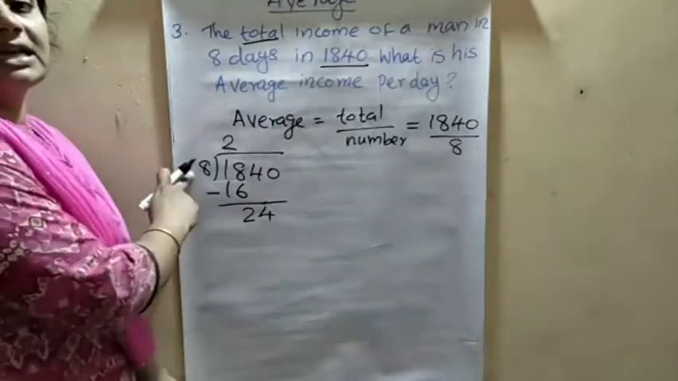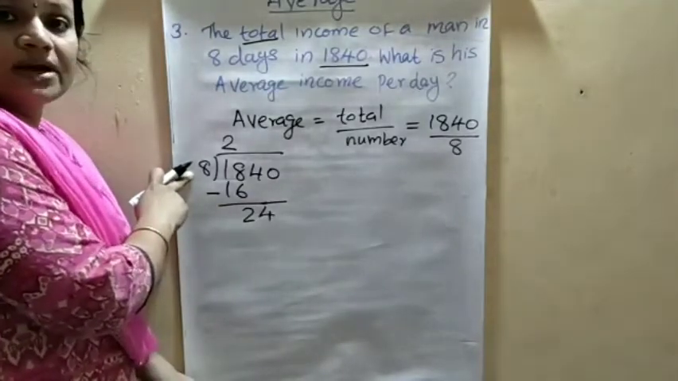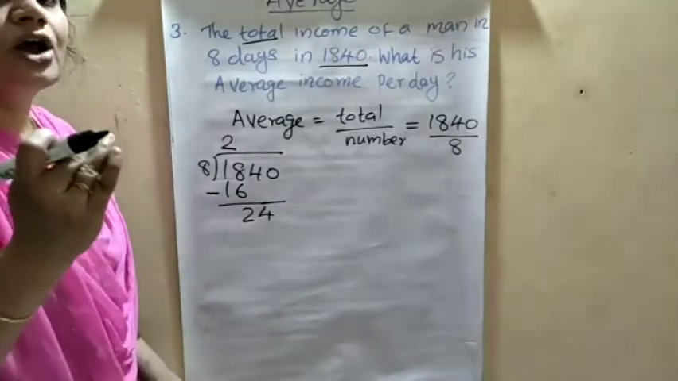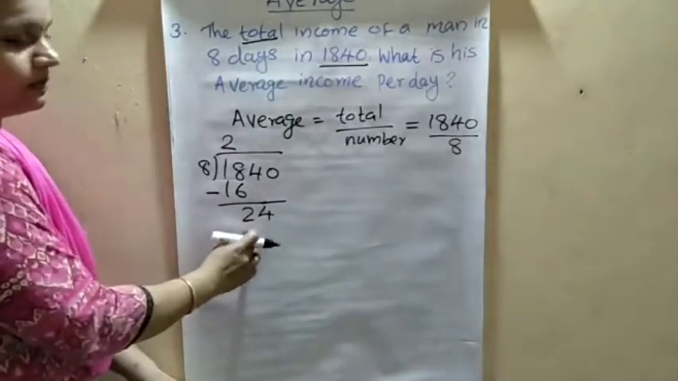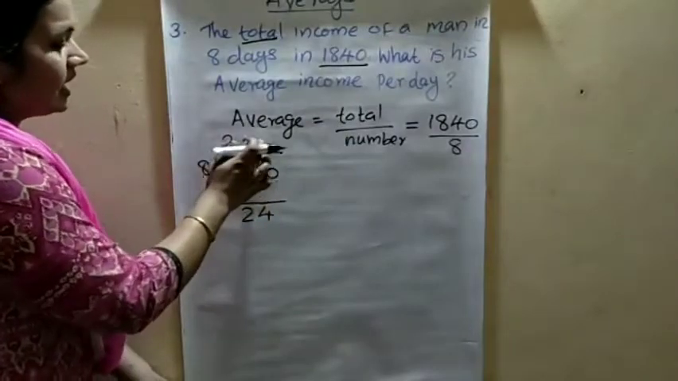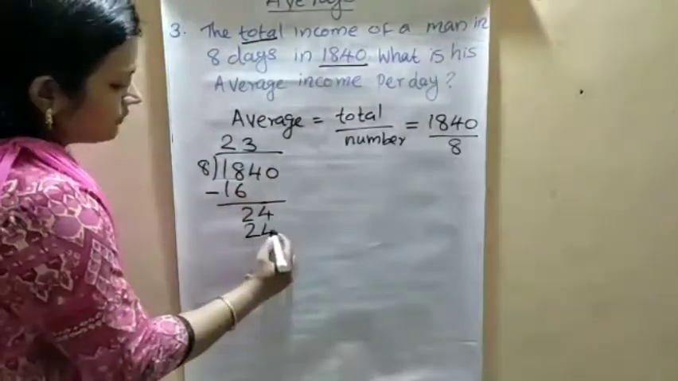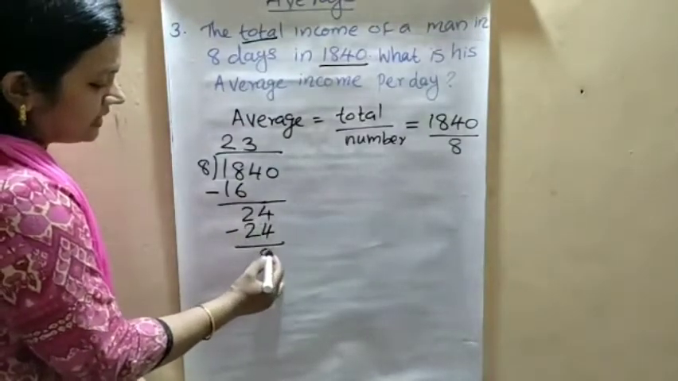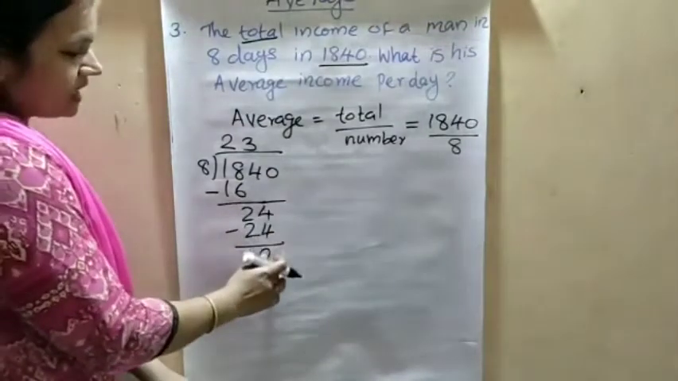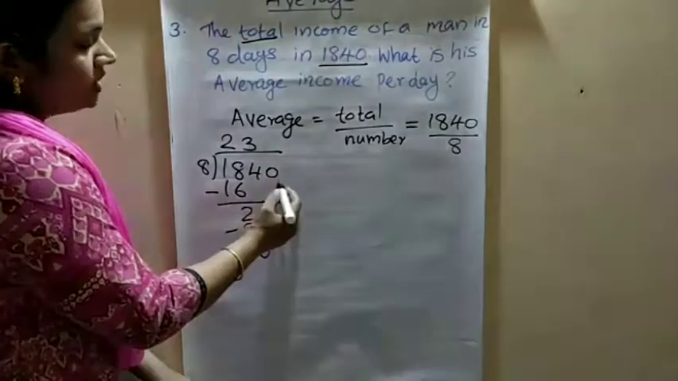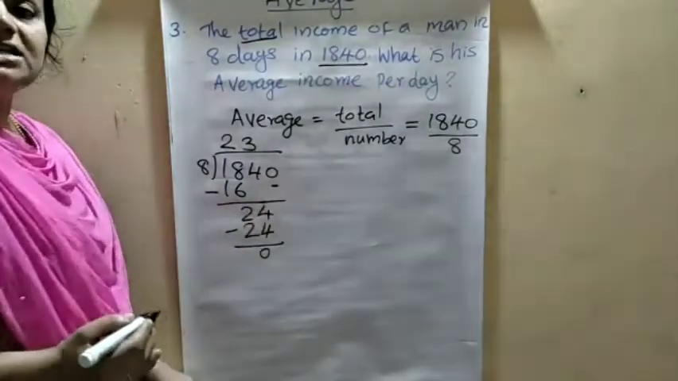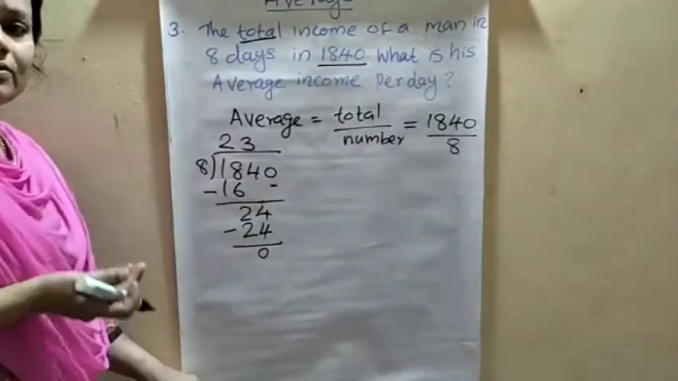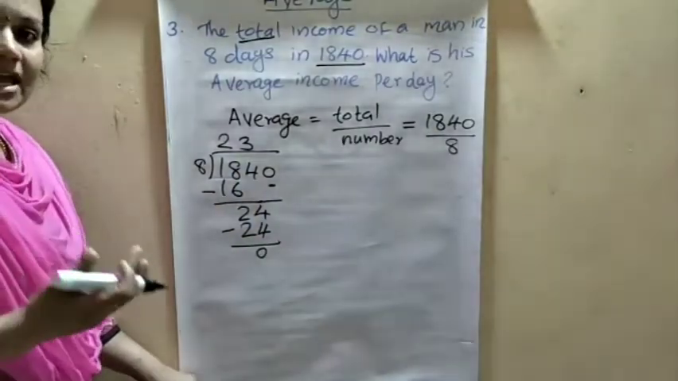Then again you use the table of 8. 8 ones are 8, 8 twos are 16, 8 threes are 24. So 24 is given, so we write 3 here, 8 threes are 24. Again we do the subtraction. 24 minus 24 is 0. Then any number to write down now? Here only 0 is given. Only 0.